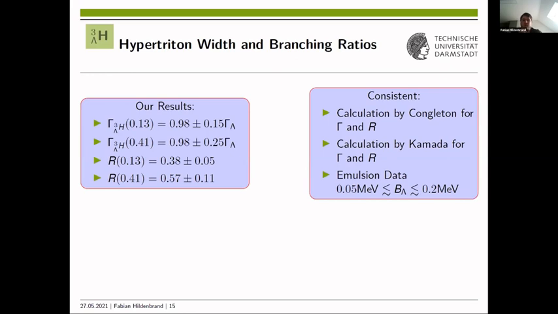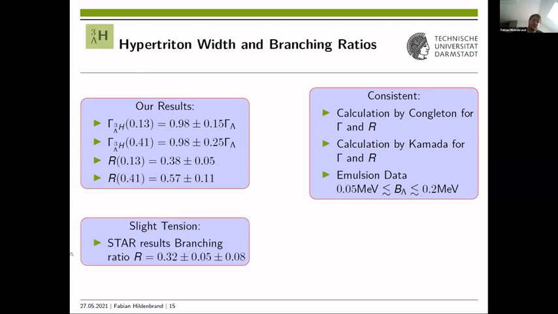This is also consistent with the calculation by Kamada, which is a full 3-body calculation. They get a similar result within error bars. This is also consistent with, as I already showed, emulsion data for a specific range of the hypertriton binding energy, or the lambda separation energy. In reverse, this typical emulsion data is a range where we would say, okay, there should be the hypertriton binding energy or the lambda separation energy.